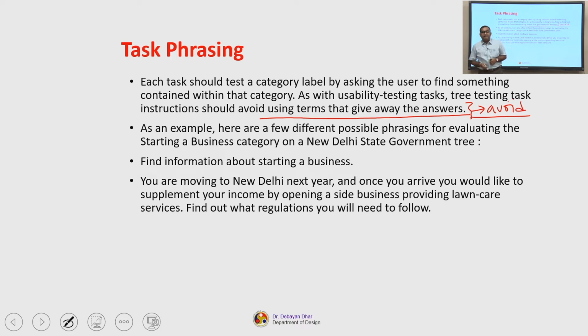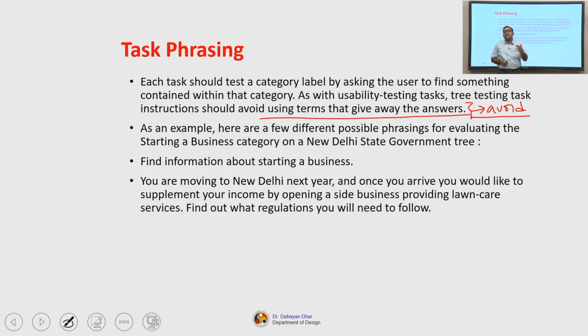Let us take an example here. For example, you want to evaluate the starting a business category on a New Delhi state government tree. So, you have a web page, it is the web page of the Delhi state government, and it says it is a New Delhi state official page from where you can gather information so that you can start your own business or go for a startup. Now, if that page is there, what you need to do is ask your representative users to find information about starting a business, right.